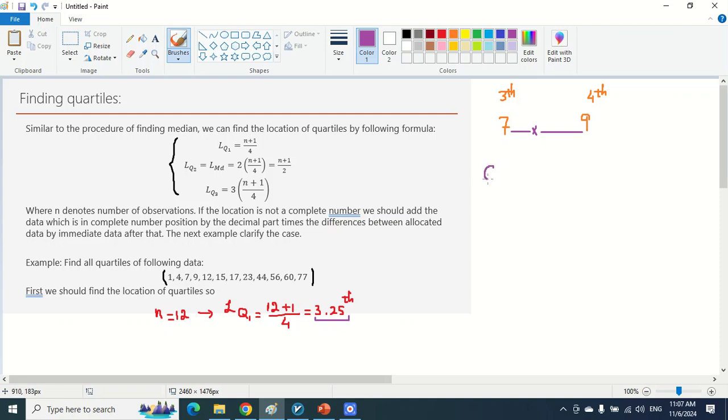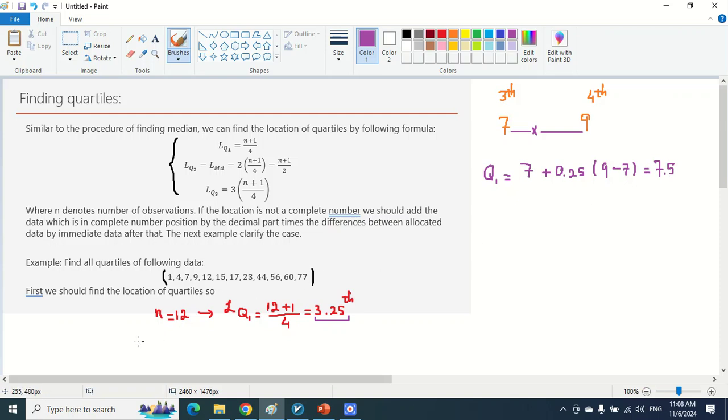So to calculate Q1, or the first quartile, we start with the first number, which is 7. Then we add 25%, or 0.25, of the difference between these two numbers. So 0.25 multiplied by 9 minus 7. 9 minus 7 is 2, and 2 times 0.25 is half, so we have 7.5. So this is the first quartile.